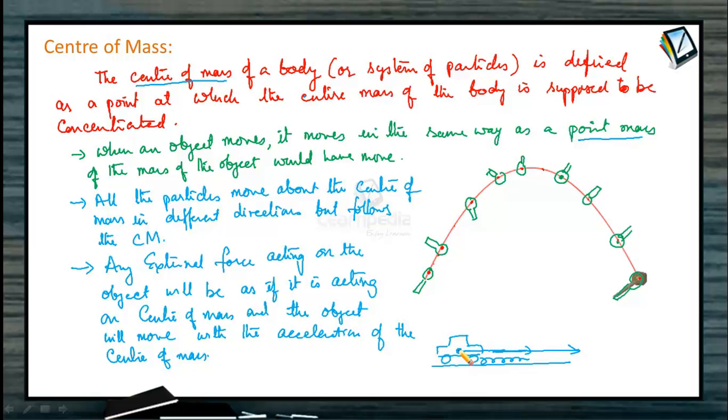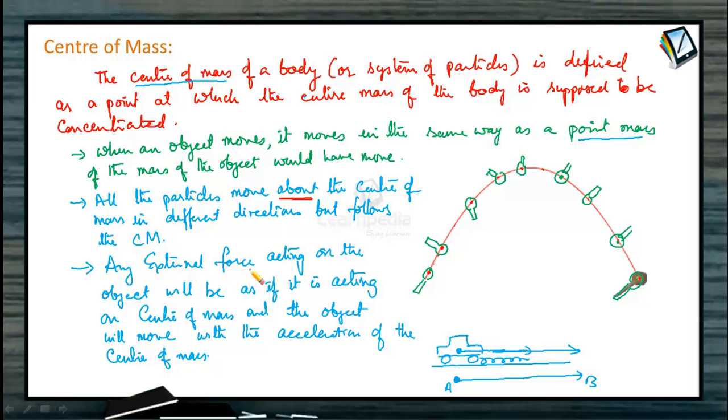This point is called the center of mass point, where the total mass of the body is concentrated. That means we can convert this car into a single point, and we can say the car is moving from point A to point B, and the complete mass of the car is given to this point mass. All the particles move about the center of mass. This point is important. They follow the center of mass.